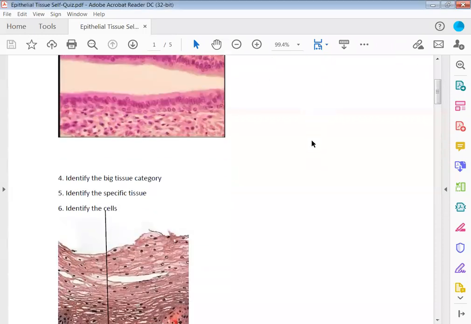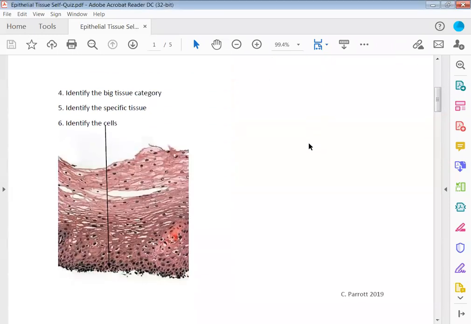Going to the next one here. This says identify the big tissue category. The big tissue category is going to be epithelial or epithelium. Identify the specific tissue. You can see multiple layers here, so it's definitely going to be stratified. And you're looking at the cell shapes up here at the top. Those are squashed cells, so it's going to be squamous. So the specific tissue is going to be stratified squamous epithelial.